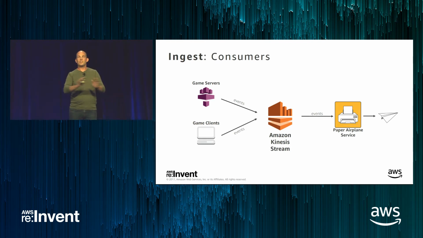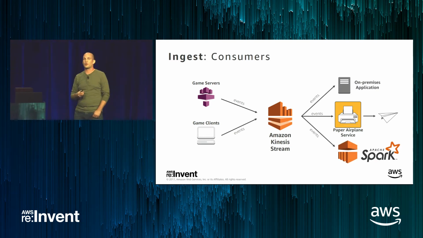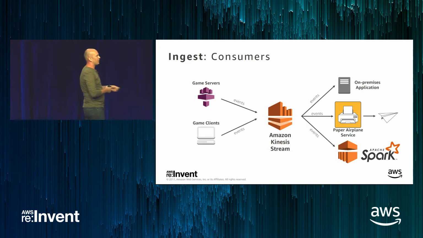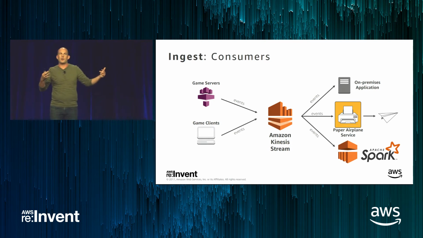The point is, they don't care. They don't need to know. Nothing that's going on in the back end needs to be known to the clients. And more importantly, all three of those things could be happening, because Kinesis has this ability to take one event in and multiplex it out to multiple places. And so that's talking about how producers don't need to care about consumers.